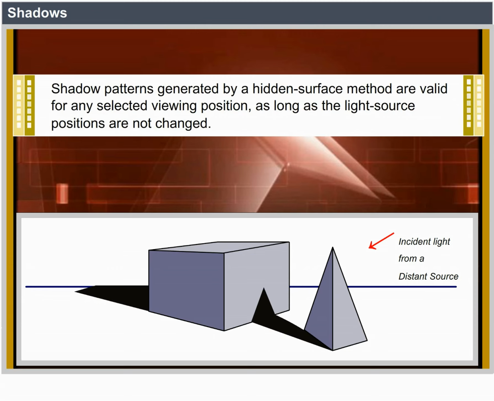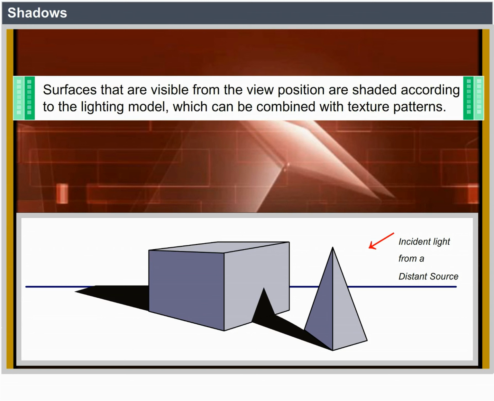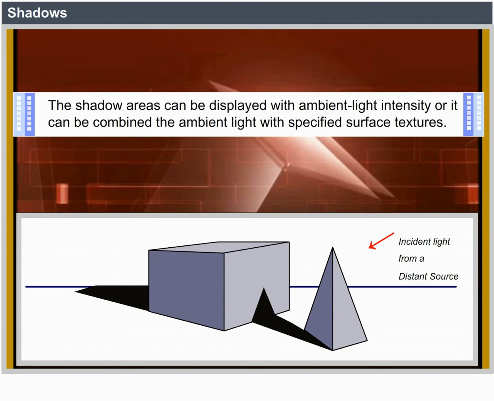Surfaces that are visible from the view position are shaded according to the lighting model, which can be combined with texture patterns. We can display shadow areas with ambient light intensity only, or we can combine the ambient light with specified surface textures. Specular reflection and Phong model.